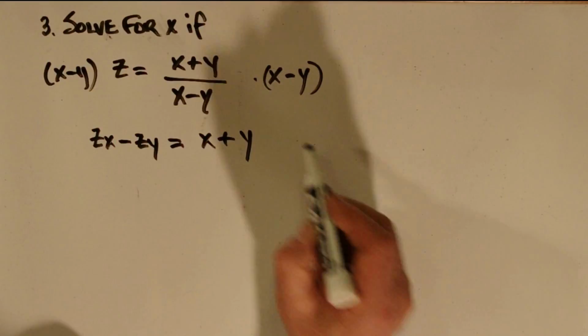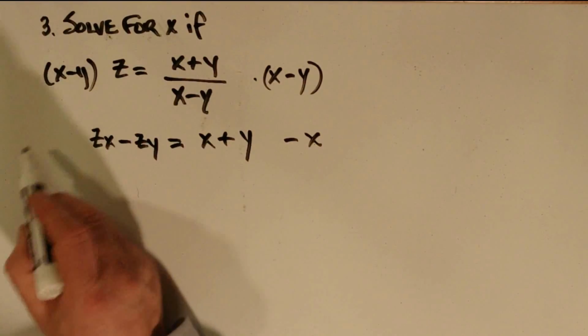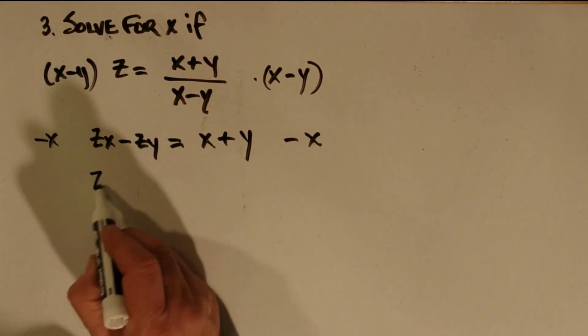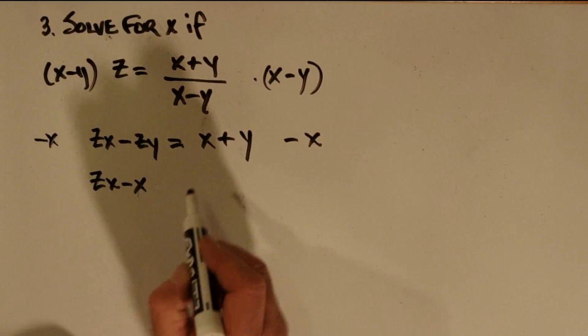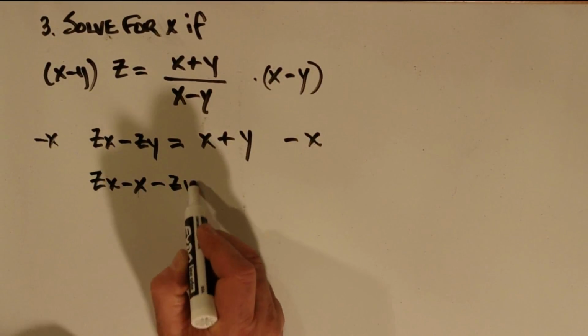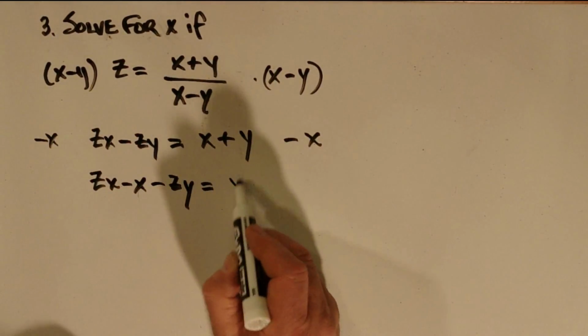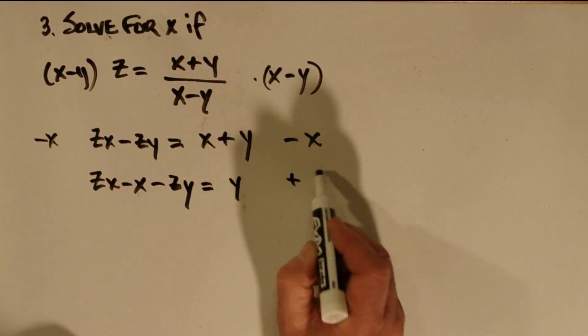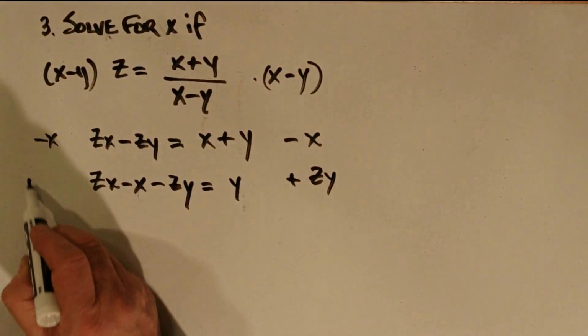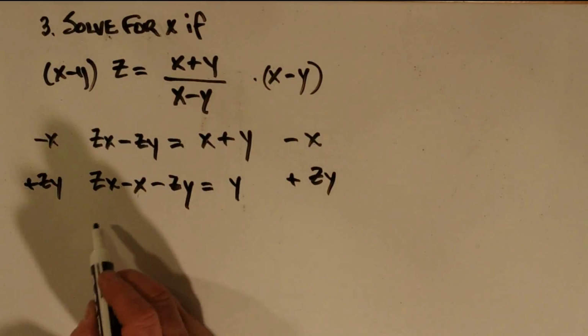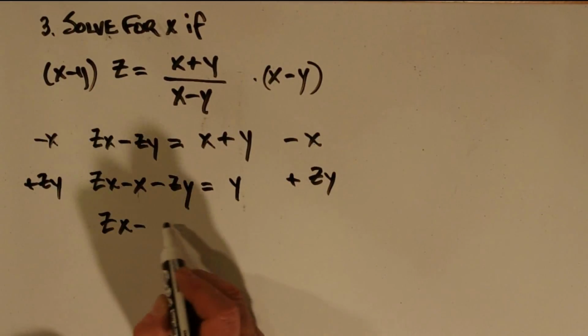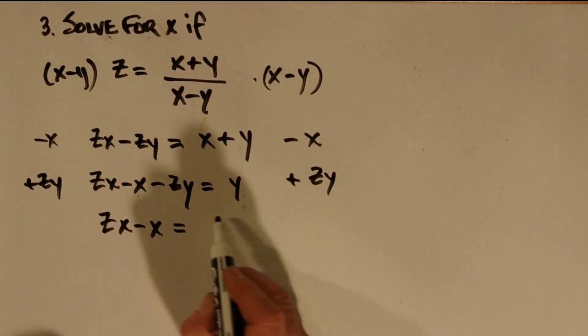If we subtract x from both sides of the equation, we have zx minus x minus zy, grouping like terms, is equal to y. And if we add zy to both sides, then we have all the x's on one side, all the y's on the other. Zx minus x is equal to zy plus y.